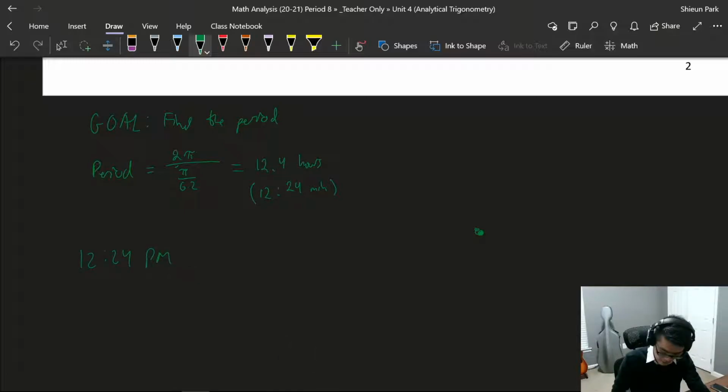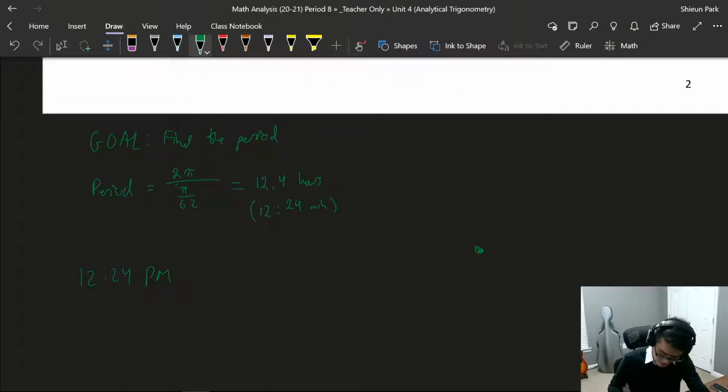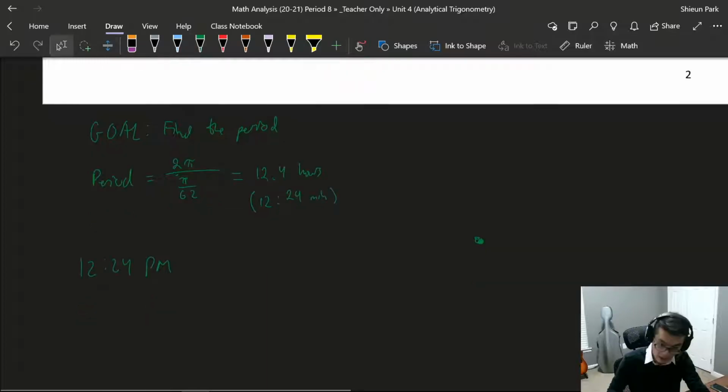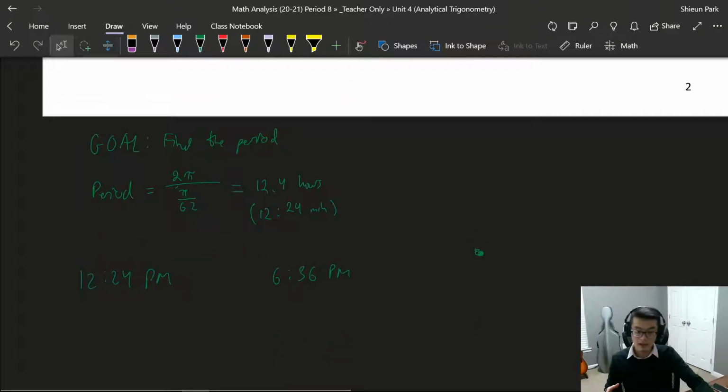Then if we add 12:24 to 6:12 a.m., you get 18:36. 18 converts into normal time as 6 p.m., so 6:36 p.m. I did that in military time, when you could have easily done it by saying, what's 12 hours after 6 a.m.? That's 12 p.m. Pretty easy. So you have the second high tide and the second low tide given here. Keep in mind the period is important, right? We're taking a lot of concepts we did in the past and just applying them here.